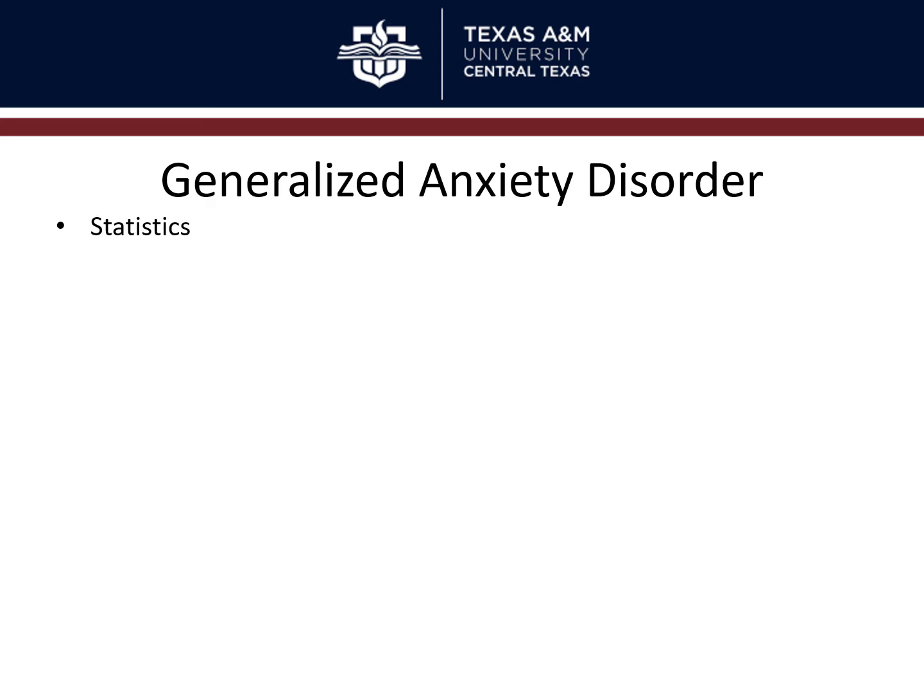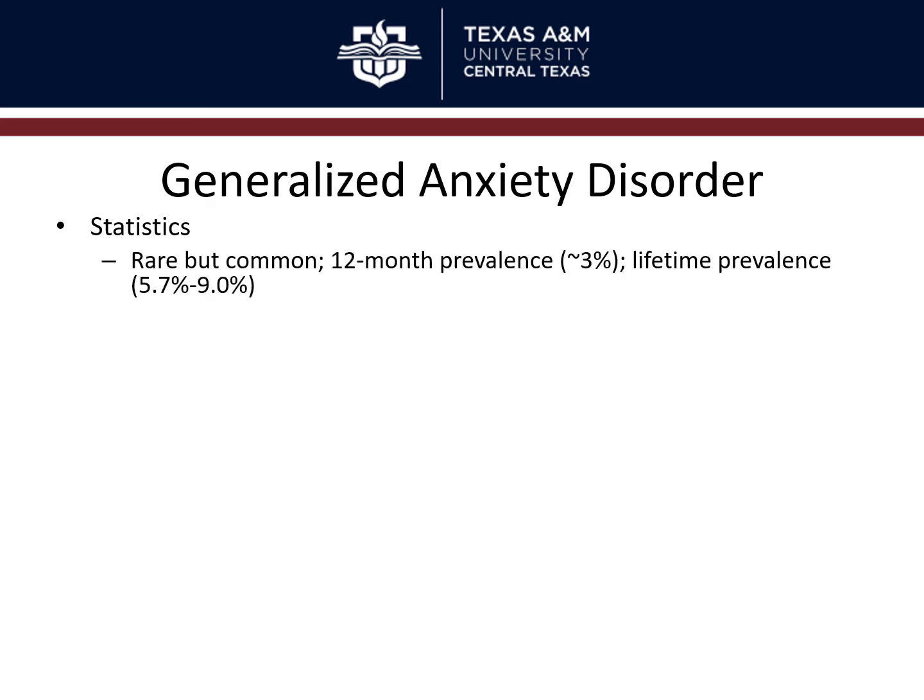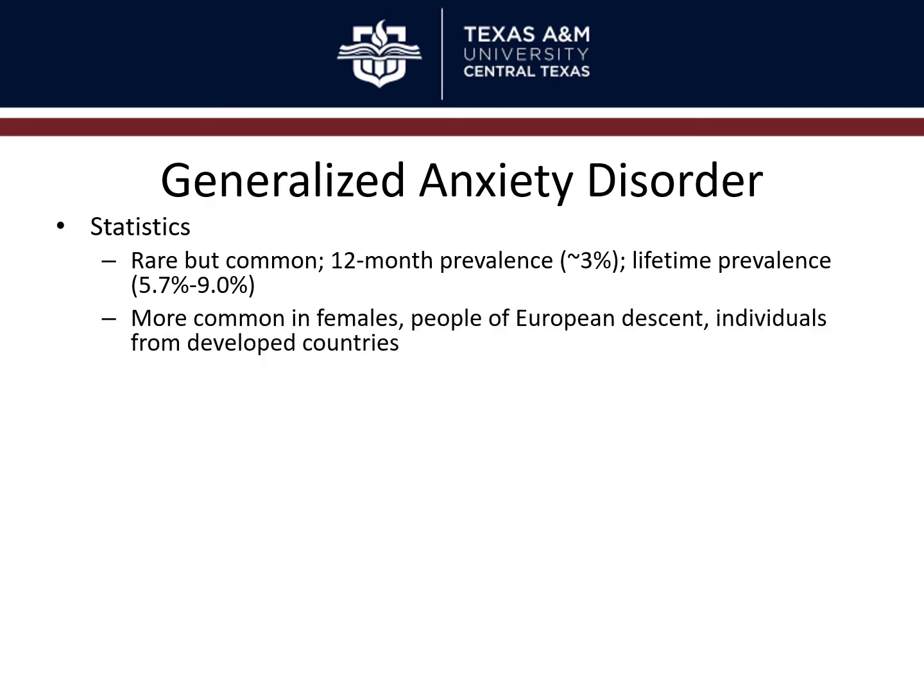Okay, some background info on GAD. It's rare but common, right? When I say rare, not everybody has it, but it's one of the more common anxiety disorders. 12-month prevalence rate around 3%. The lifetime prevalence rate is somewhere between 5.7 and 9% of the population in the states. So again, one of the more common anxiety disorders, but still, in a room of 100 people, at most maybe 9 would have had that diagnosis at some point in their life or will expect to experience it at some point in their life. More common in females than in males. Like a lot of anxiety disorders, it's like a 2-to-1 ratio, so about 2/3 of the people that present will be female. More common in people of European descent than non-Europeans, and also more common in individuals from developed countries than non-developed countries, which is interesting, a cultural piece there.